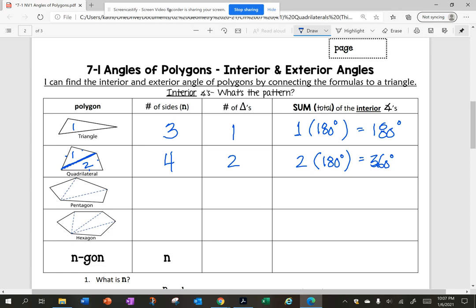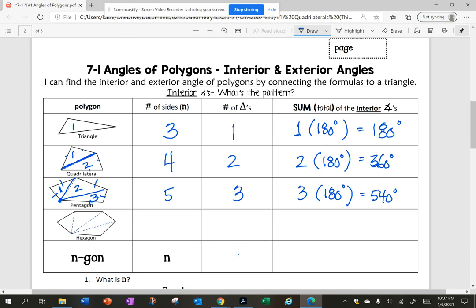For a pentagon, so a pentagon has 1, 2, 3, 4, 5 sides. If I draw in two diagonals from one vertex, I now have 3 triangles. So I have 3 times 180 degrees, which is 540 degrees. So if I add up all the angles in my polygon for a pentagon, they would total 540. For a quadrilateral, 360. For a triangle, 180.